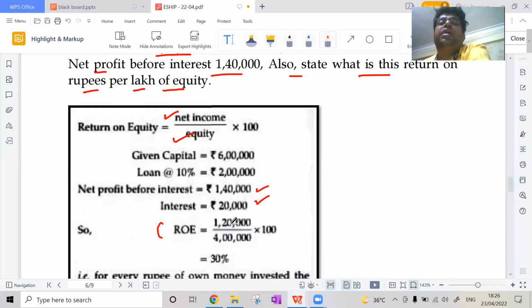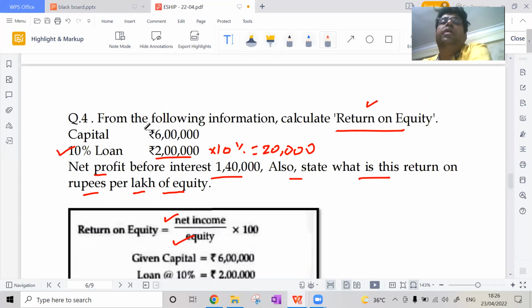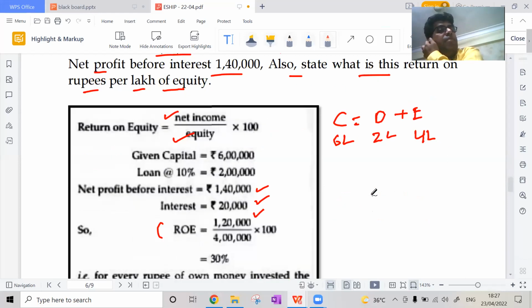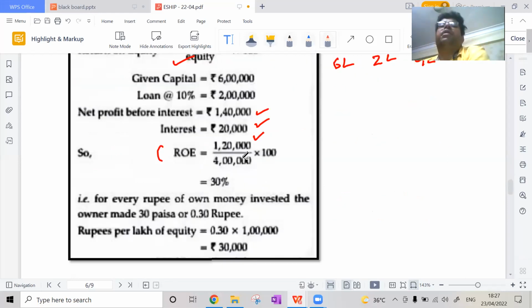It would be 1,20,000 divided by equity only. See, only equity. Loan was 2 lakh. Capital was 6 lakh. So ultimately equity. See, the capital formula is what? It is debt plus equity. So if I have taken a 2 lakh loan, so ultimately 4 lakh will be what? 4 lakh will be equity as 6 lakh is capital. So overall it will be equity, that will be 1,20,000 divided by 4 lakh multiplied by 100. So my ROE here will be 30%.